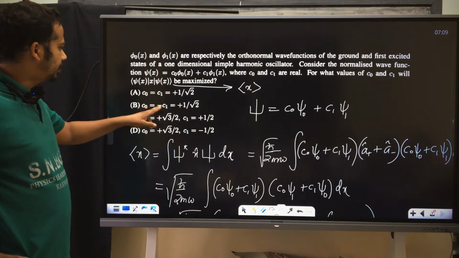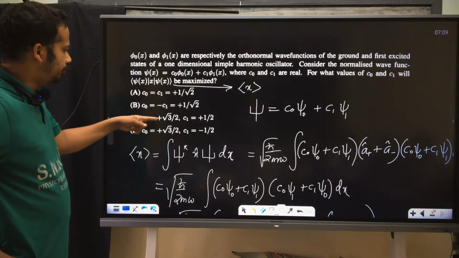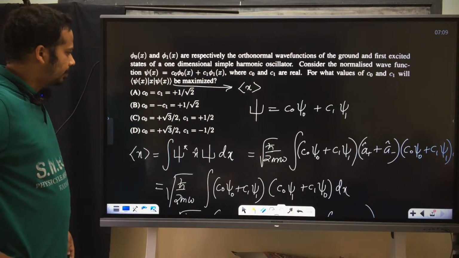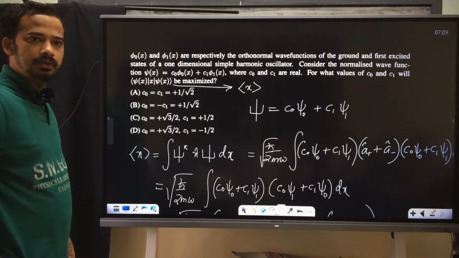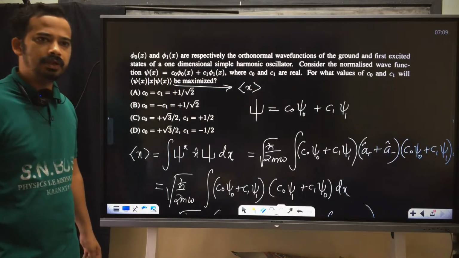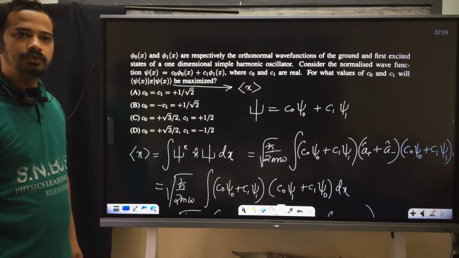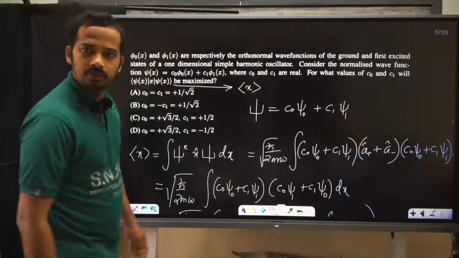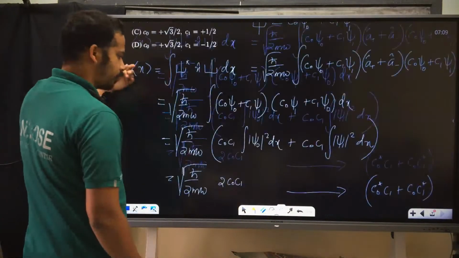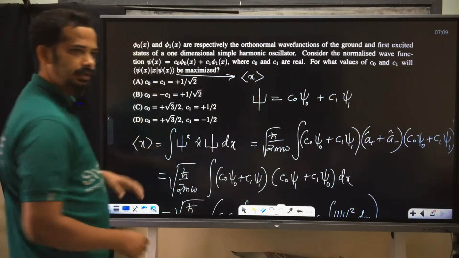So this will give negative. Am I right? This will give 1 by 2. This will give root 3 by 4. Which one is higher? Root 3 by 4, 1 by 4, or 1 by 2? 1 by 2 is higher. Then who selected this option C?